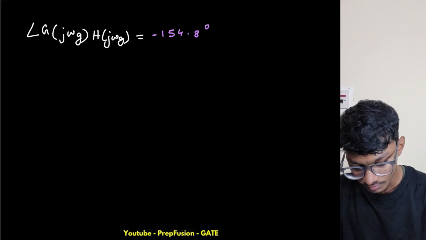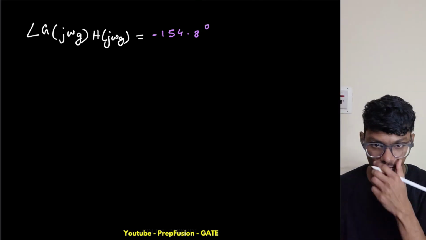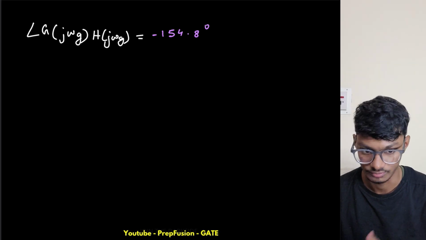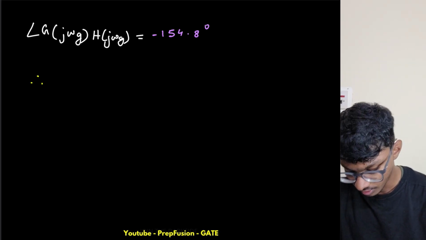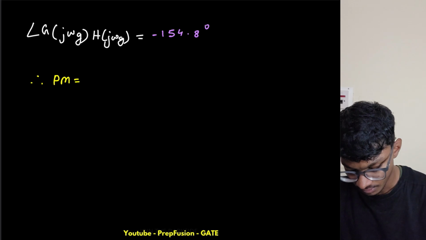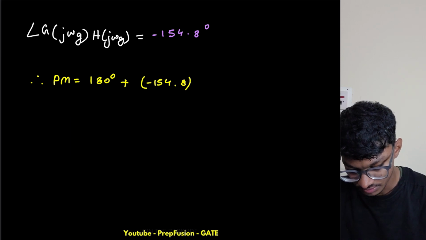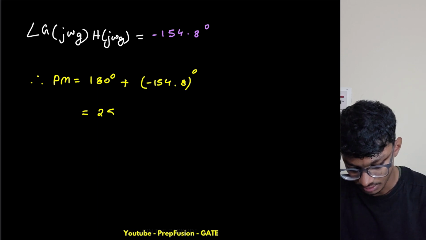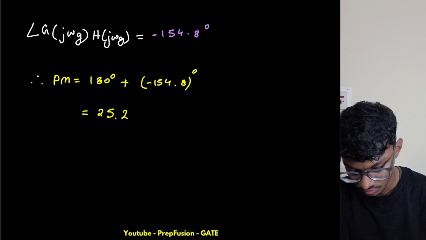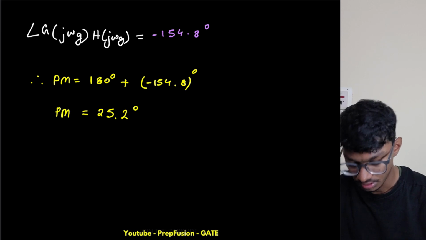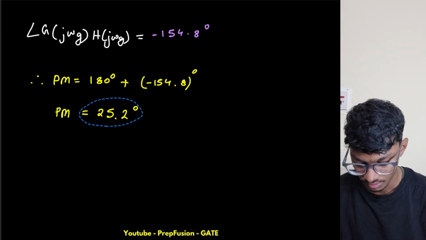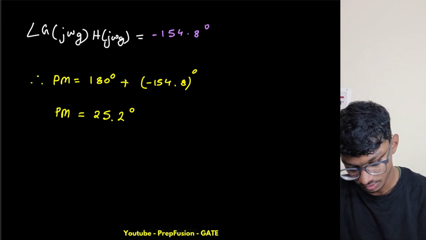I hope you have done the homework and you are just cross checking whether your answer is correct or not. So now, what is my phase margin? Phase margin is 180 degrees plus minus 154.8, which is 25.2 degrees. This is my phase margin basically. So this is the answer, this is part 1.